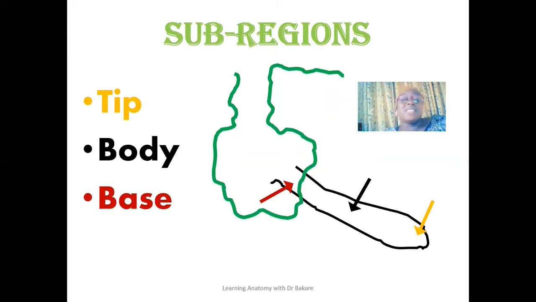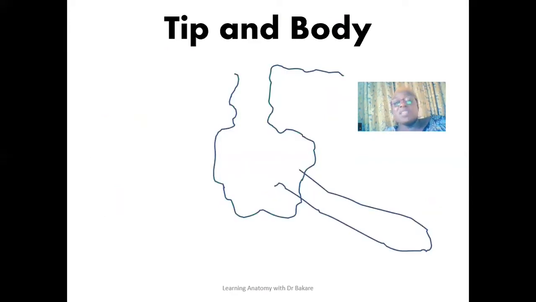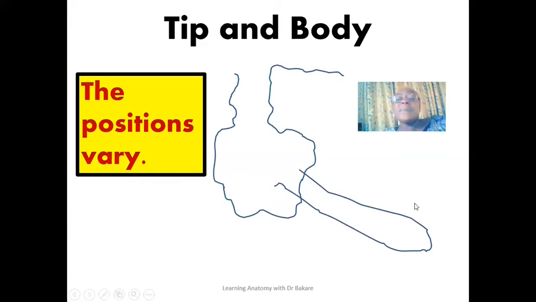So let's take each of these sub-regions one after the other to see what they present. Going to the tip, the tip and the body present variable positions. So the positions of the tip and the body are not the same in all individuals. We already said that this is the base.